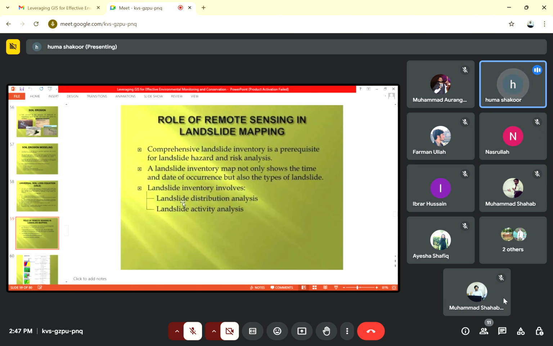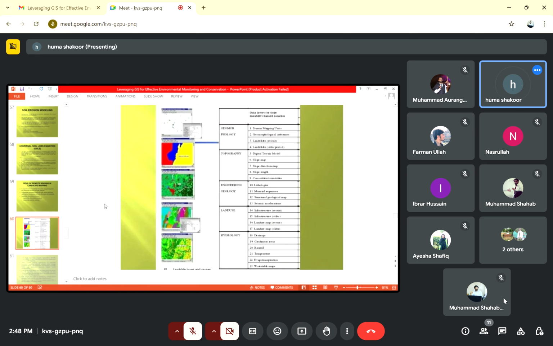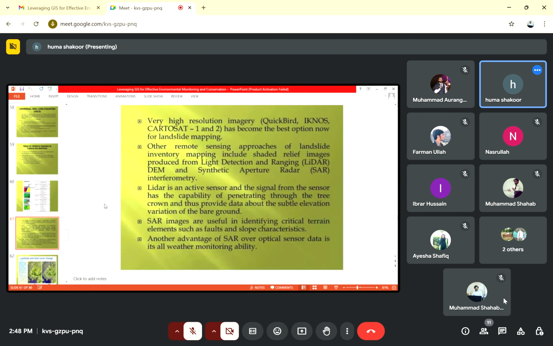The first one is the landslide distribution analysis, that is, in how much area the landslide occurs, and the other one is the landslide activity analysis, that is, in which ratio, in which concentration the land is sliding. These are the images which show you the landslide activities. These are the satellites which are used to detect the landslide activities, and which are involved in the mapping, and include the shaded relief images and produce light detection and ranging of the area.